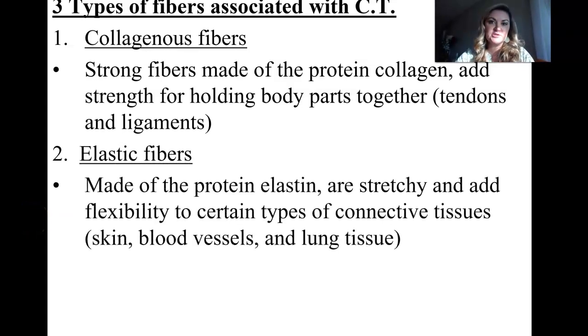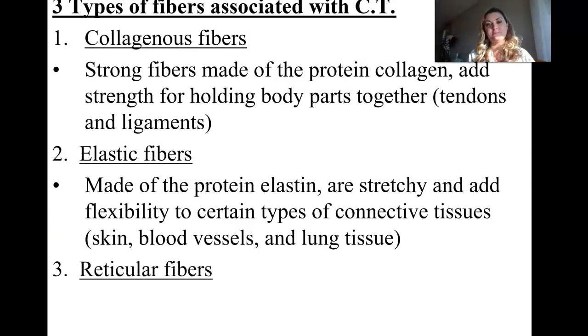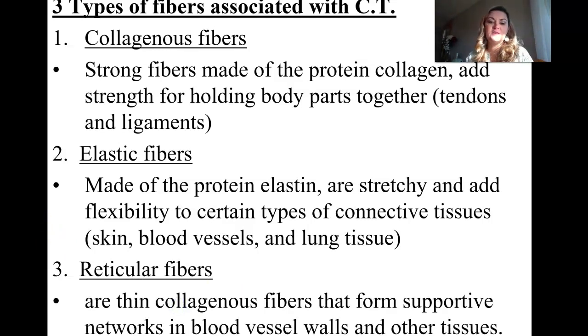The elastic fibers are going to be our next type of fiber. It's made of the protein elastin. It's going to be very stretchy. It helps add flexibility to certain types of connective tissue. And so you're going to find these in places like the skin, blood vessels, and lung tissue. All of those need to be able to stretch and bounce back into place without any type of damage. And then our third type is going to be reticular fibers. Reticular fibers are going to be thin, collagenous fibers that form supportive networks in blood vessel walls and in other tissues.